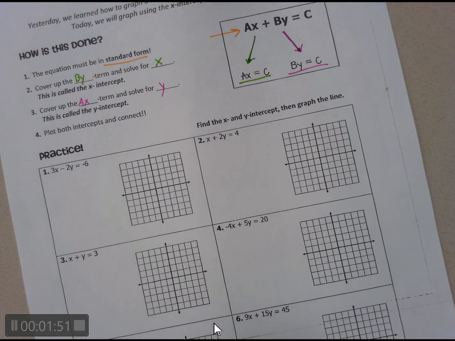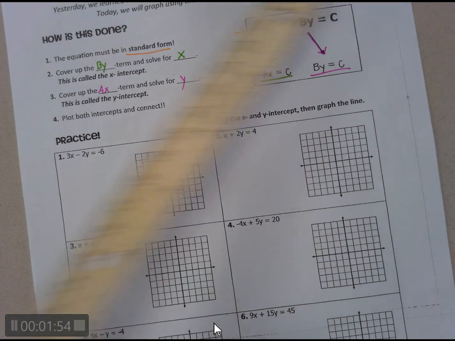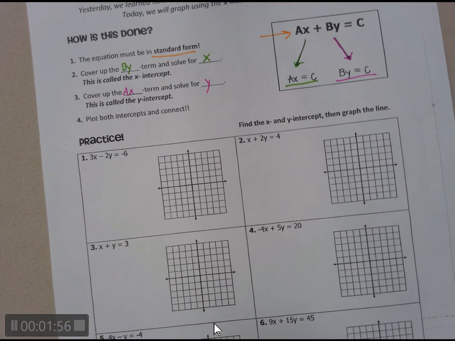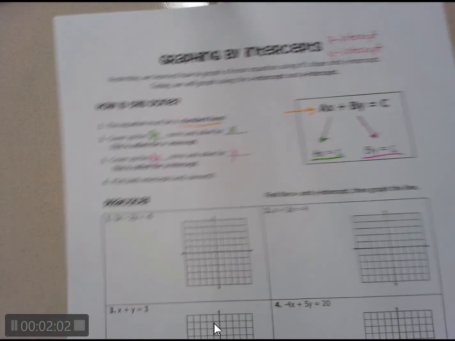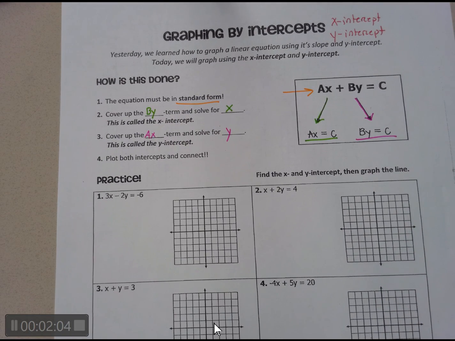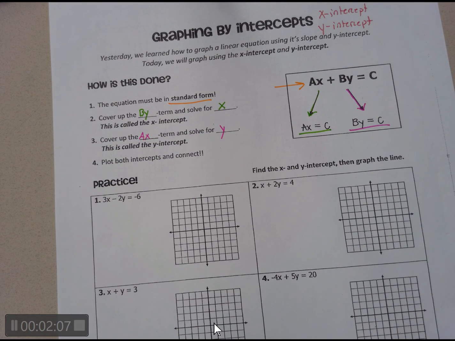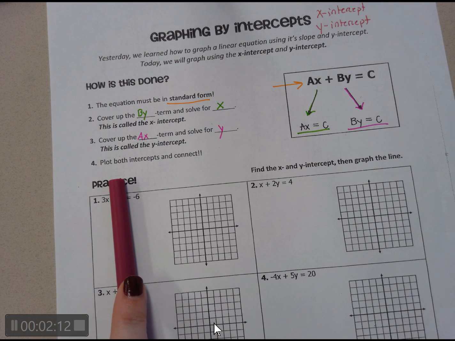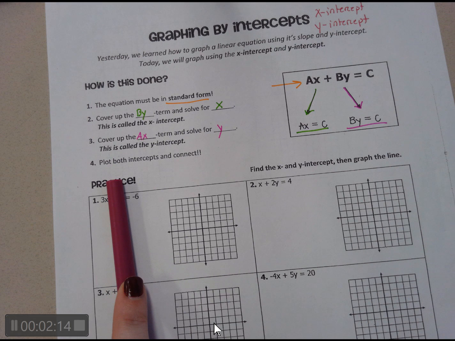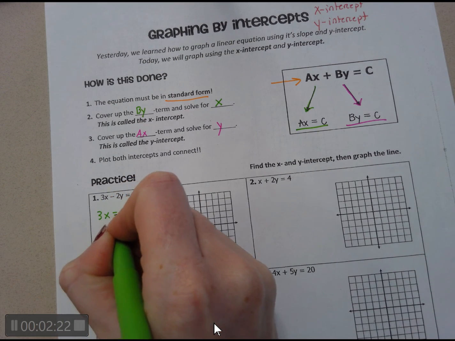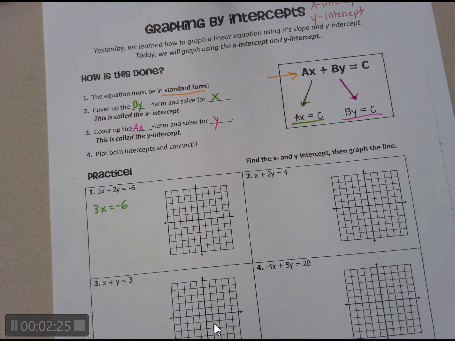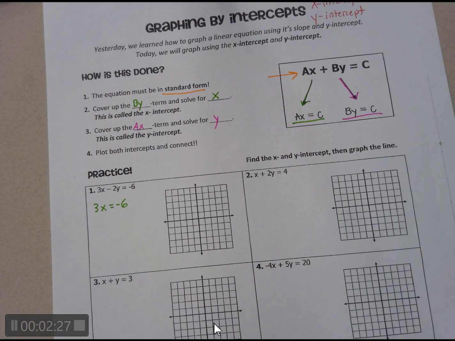Alright, and then we're gonna plot both of our intercepts and connect with our ruler. Okay, so for our very first one, sorry guys, I'm moving the paper, trying to make sure that we can still see what we need to see. Okay, for our very first one, we are going to cover up our by term, which is our -2 and our y. Okay, can you see that? Yeah. So we have 3x equals -6. So I am going to write 3x equals -6. Okay, because we're just covering up that -2y.